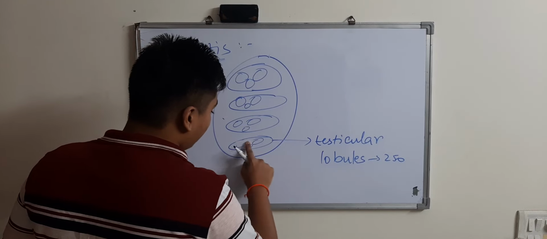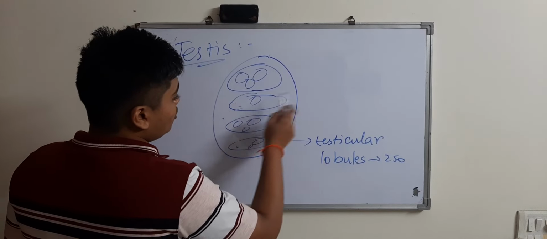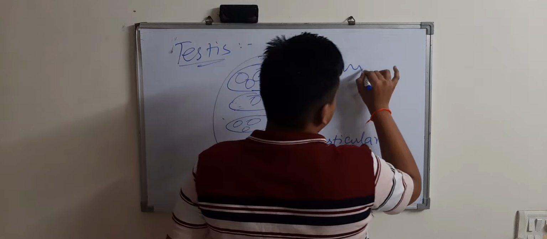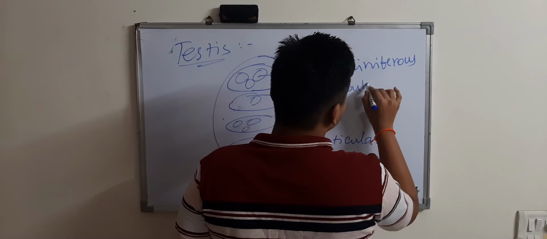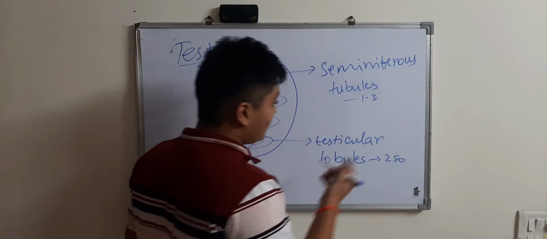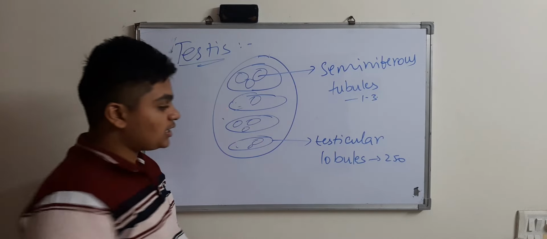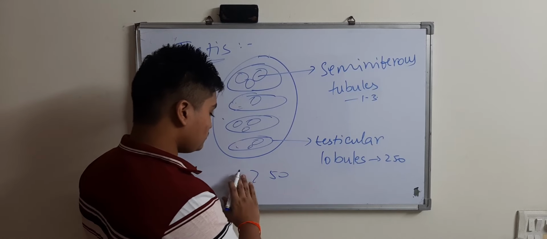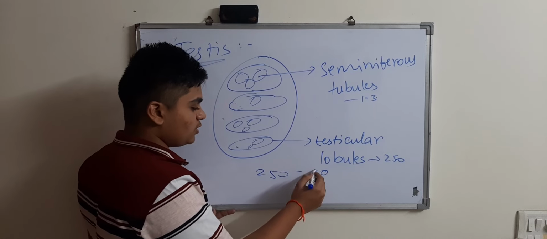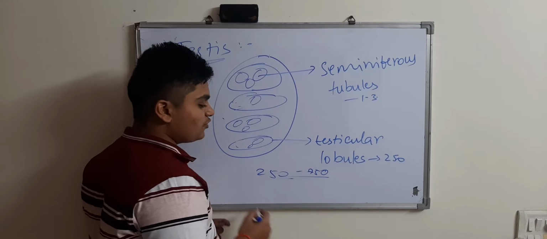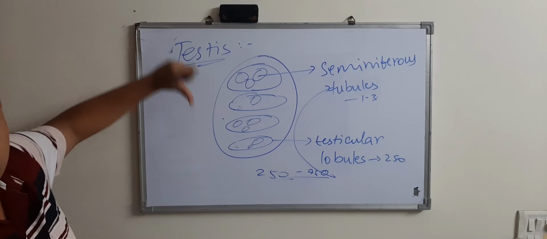I am showing you 3 of them. These are called seminiferous tubules. These are 1, 2, 3 in each compartment. Now, how many seminiferous tubules are present in total? Now calculate: 1 into 250, and 3 into 250 is 750. So 250 to 750 seminiferous tubules are present in each testis.